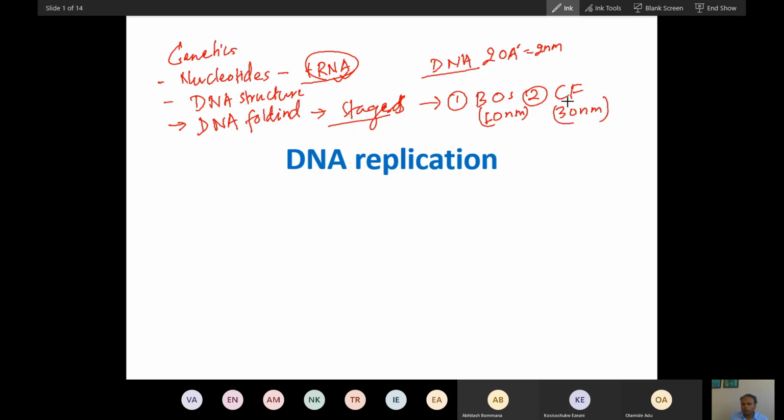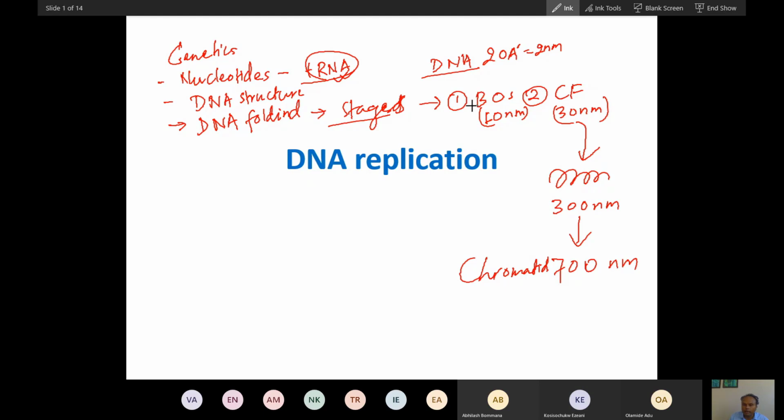So this is bead on string and chromatin. This chromatin fibril will fold again in a helical way to form a 300 nanometer structure. And this 300 nanometer structure will fold to a 700 nanometer structure. This is the chromatid. So we have done this.